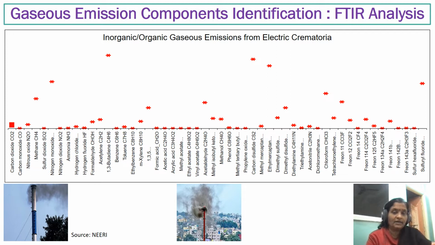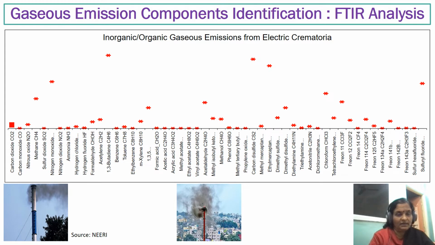But if you want to design an air pollution control system, you need to do the gaseous emission identification through various techniques. Now this is a state-of-the-art FTIR analysis where we have identified the various gaseous emissions that are coming out. This is for an electric crematoria.